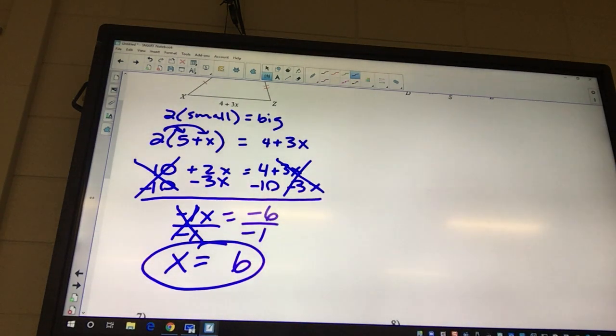So for number 6, it says 2x minus 12, and then negative 16 plus 2x. Wouldn't it be? I'm trying.